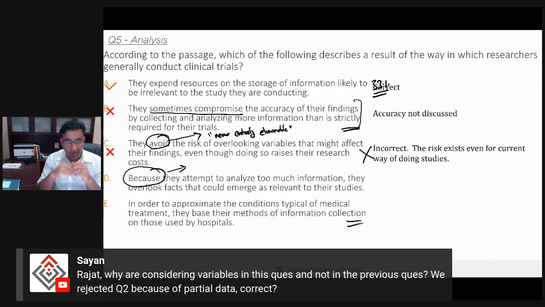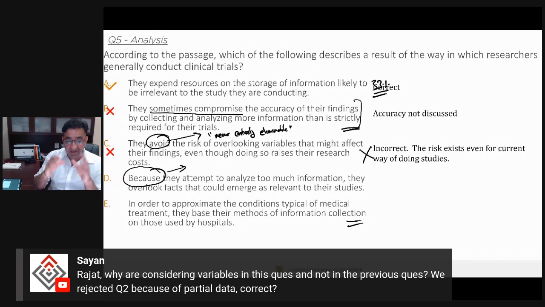What's the difference between overlook? When you overlook something, this means you can look at it, you have the power to see it, it's there in front of you, but you choose not to take a look at it. In this case, the way they're doing it, they're saying, we're going to first go through the ideal scenario, and then we're going to do the second step.